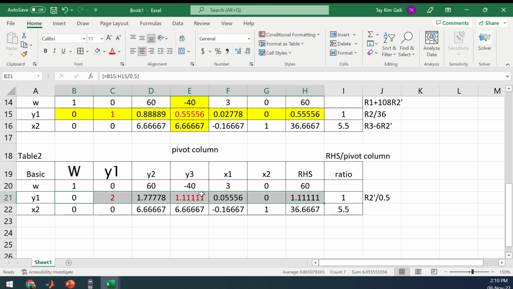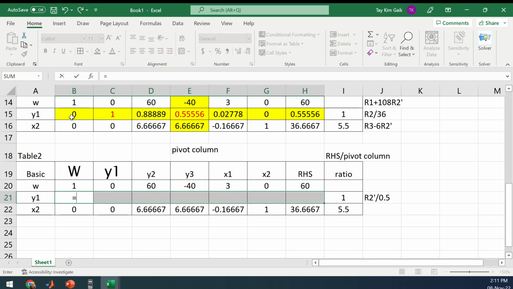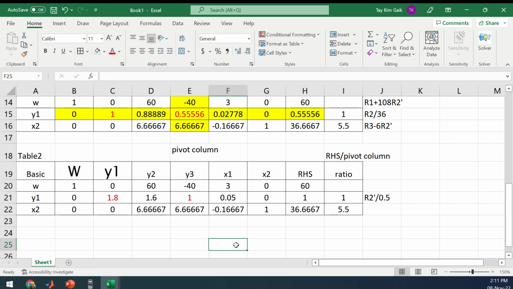So to avoid this kind of problem, if we have a non-stop decimal place, what we need to do is actually equal this thing, then I divide by the pivot cell value. Control Shift Enter. Okay, so that's why I will take notes here. The R2 prime divided by this value, which is E15, E15 in my case.